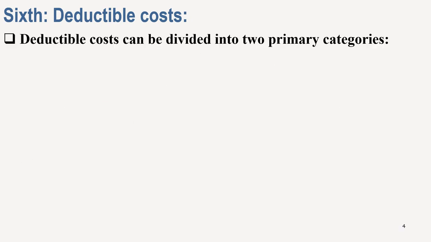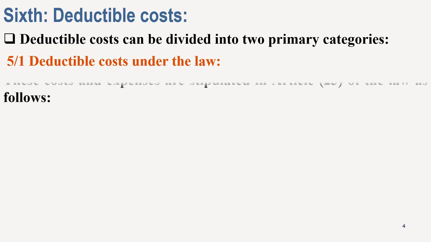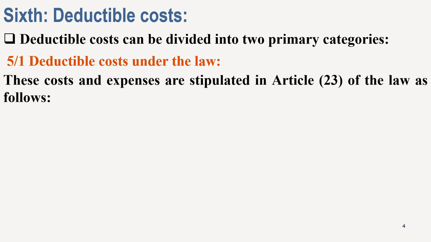Deductible costs can be divided into two primary categories. The first category: deductible costs under the law. These costs and expenses are stipulated in Article 23 of the law as follows.